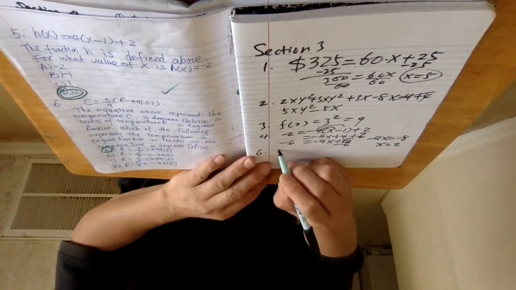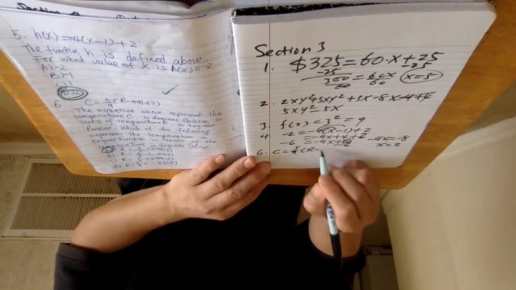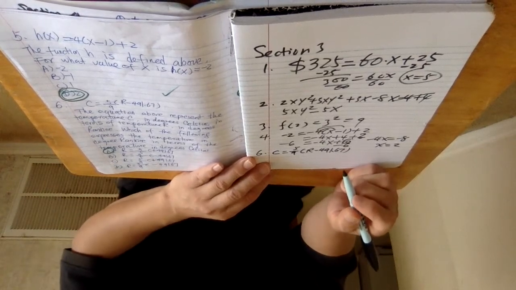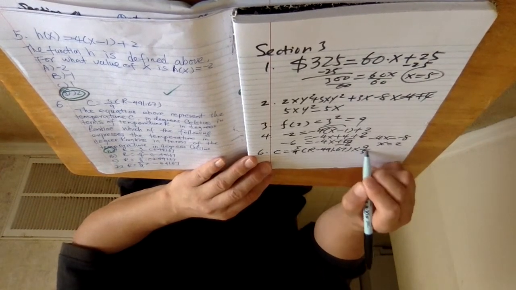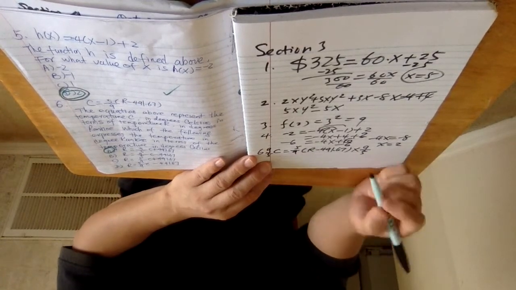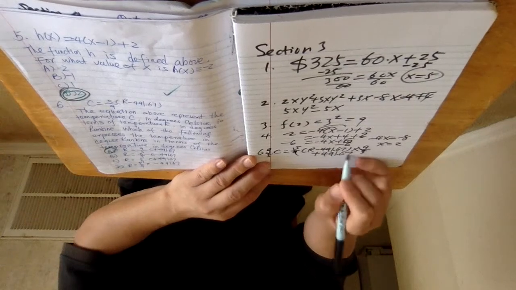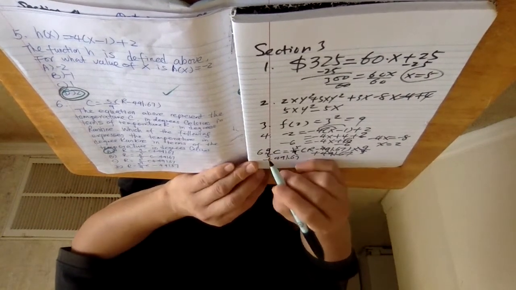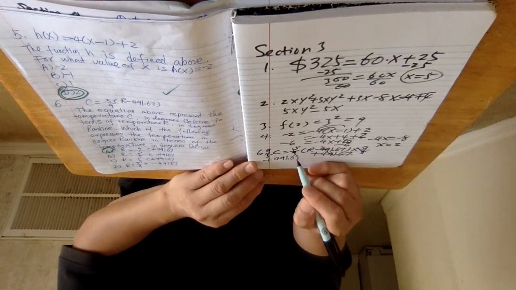Number 6. C equals 5 over 9 times (r minus 491.67). This is called changing the equation to be equivalent. So we multiply 9 over 5 on both sides. Cancel this out. Then plus 491.67. So the answer will be 9 over 5 C plus 491.67. Answer is A.